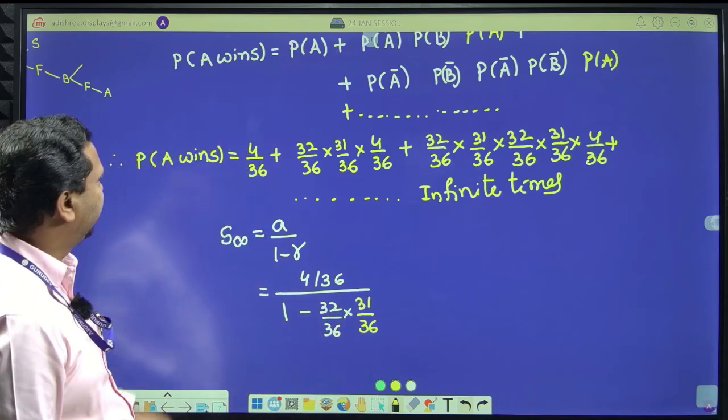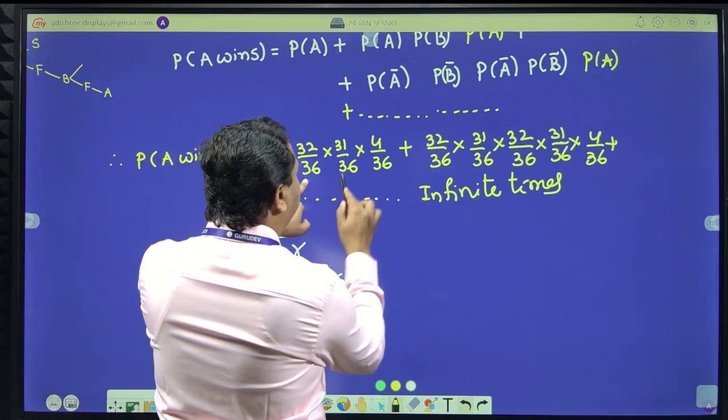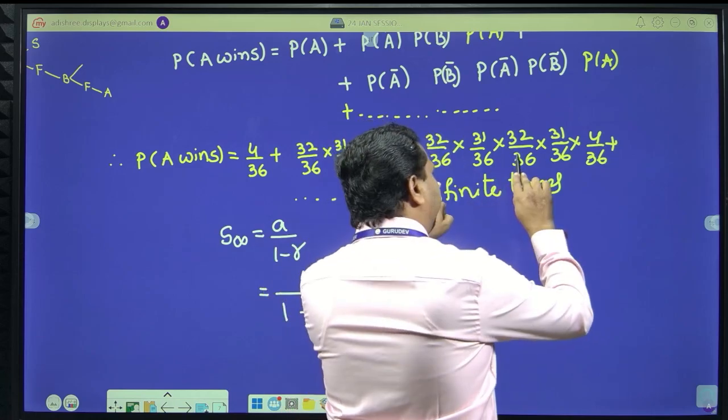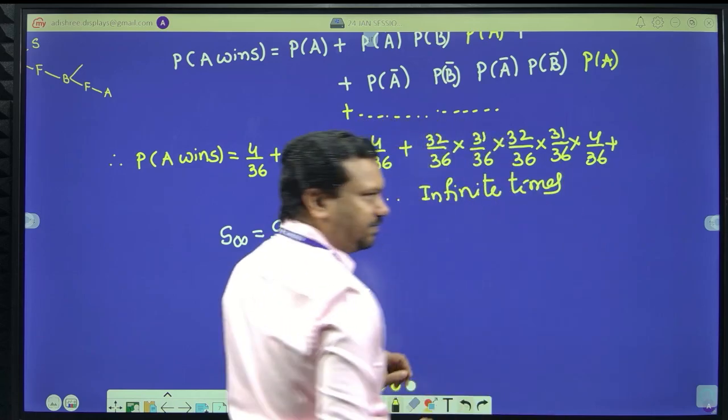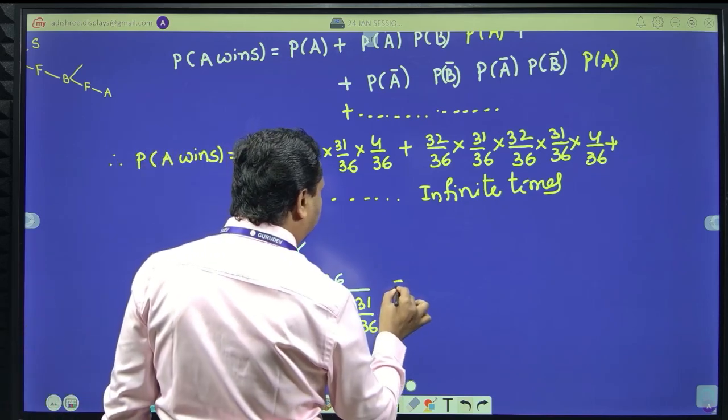I repeat, absolutely A wins. A fails, B fails, again A wins. A fails, B fails, A fails, B fails, again A wins. I hope you are able to understand that. Okay, so what is the simplification form?